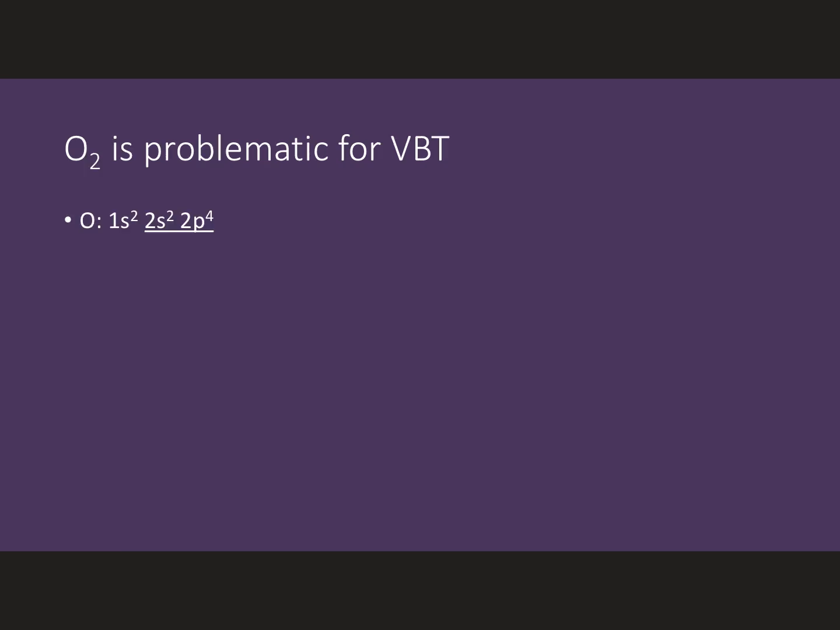Let's actually look where we have a little bit more of a problem here. So let's look at O2, diatomic. Again, I'm showing the electron configuration, 2s2 2p4, so nothing crazy there. But let's see what happens when we start bringing out the orbital diagram.